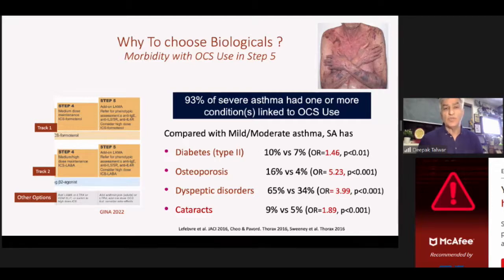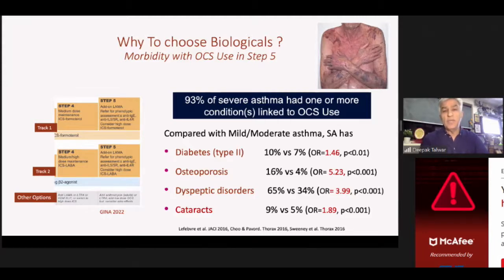You can see whether you choose track 1 or track 2, refer the patient for phenotypic assessment and choose either anti-IgE or anti-IL-5 or -R or anti-IL-4-R. So these are the options which are available, besides the other options, which are low dose maintenance oral corticosteroid or azithromycin. So ultimately what you are left with is that the preferred choice after the patients are on triple therapy is the biologics.